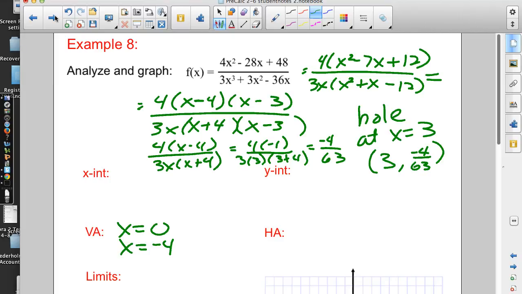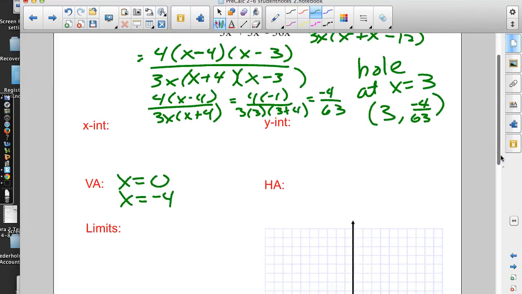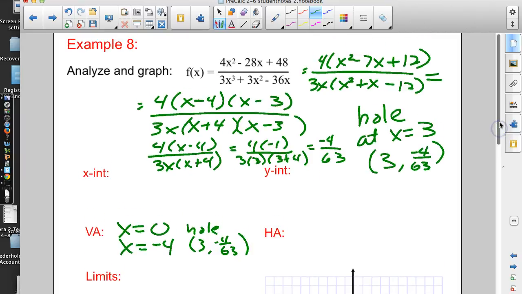But it's not a bad idea to write yourself a little note over here to remember that there is a hole at 3, -4/63. Because we kind of get carried away when we grab the graphing calculator. The graphing calculator doesn't know to put holes in our graphs. It doesn't have a clue. So we have to get that stuff on there. All right. Horizontal asymptotes, as if we hadn't done enough already, right?